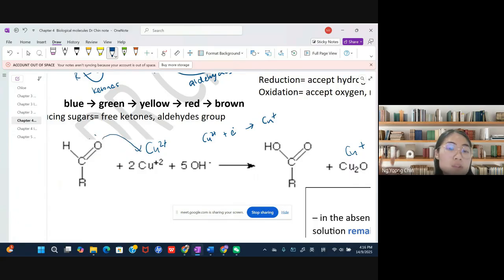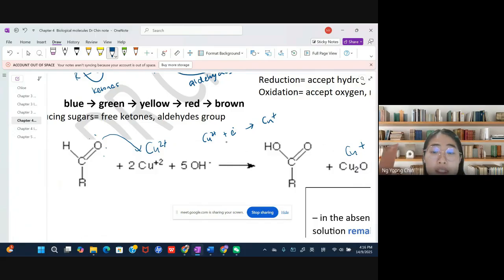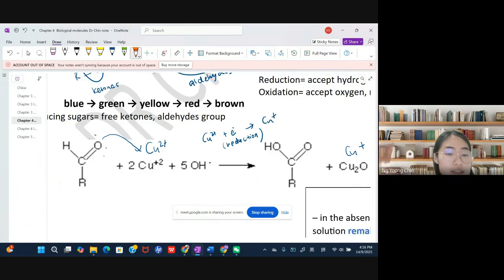From this free ketone or free aldehyde group, they have the extra electron group, so they can donate electron to the copper 2 plus. That's why copper 2 plus becomes copper plus. Actually, it's a process of reduction. This is a reduction process. So reduction process means that the copper is actually reduced. This is reducing sugar.